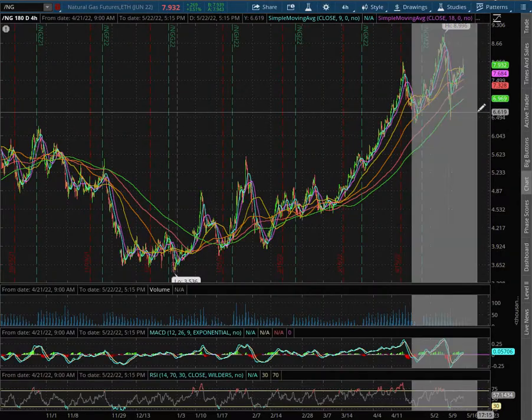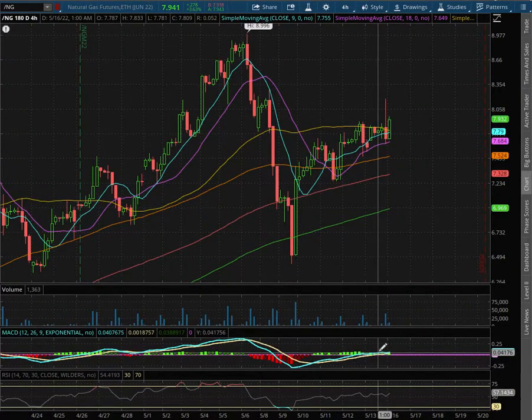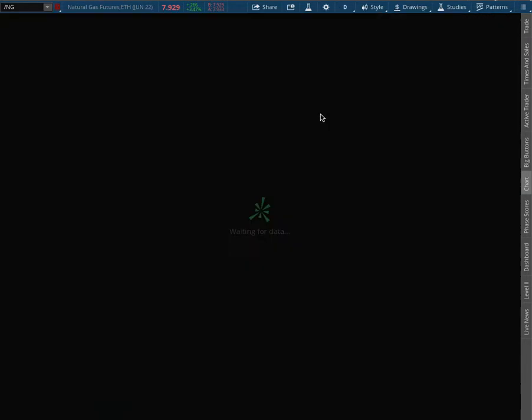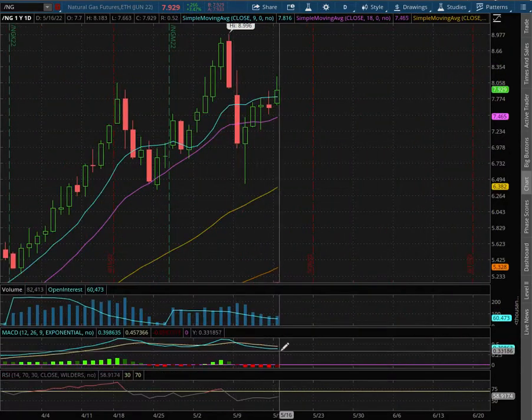With the 4 hour chart, we are back into positive MACD territory. We did bounce right off the 200 moving average, this green line, currently at a price of $6.97. With the daily chart, we remain in positive MACD.